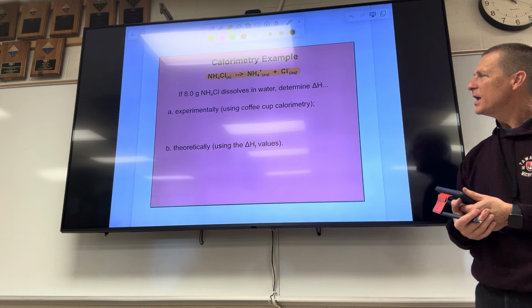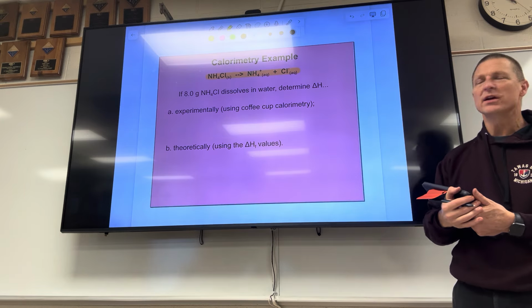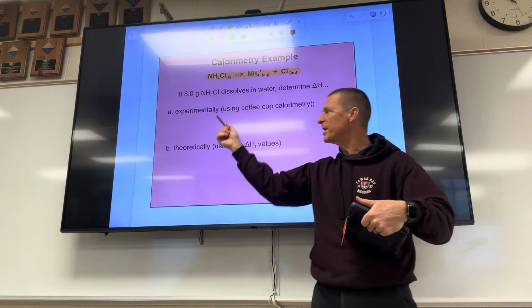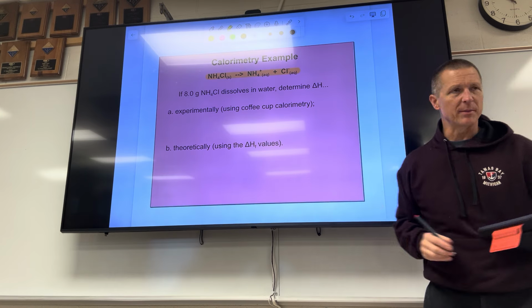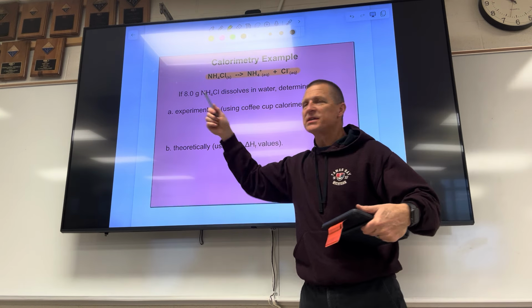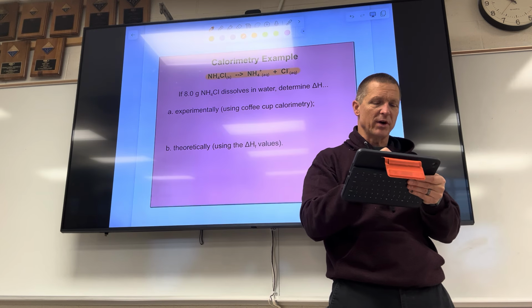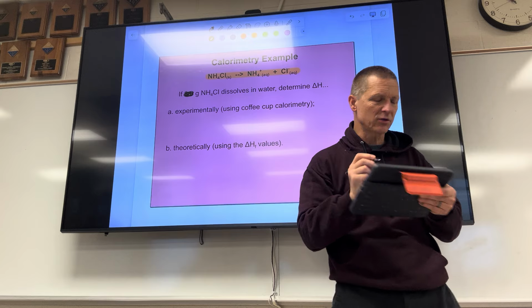Okay? So it says if 8 grams of ammonium chloride dissolves in water, determine the delta H. Now we're going to do this both experimentally and theoretically. So we'll do it experimentally first. Now the 8 grams, I measured some out yesterday and I didn't use 8 grams. It was 6 point something. So I'm going to have us all change the 8 grams. If you're following this, cross off the 8 grams.